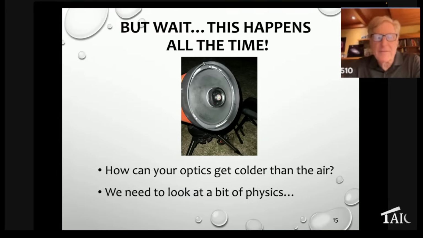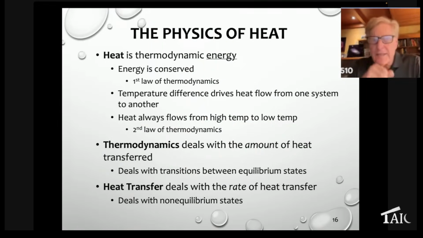You end up with your optics getting colder than the air. And so to understand how that happens, we need to look at just a little bit of physics. And to do that, we need to understand the physics of heat. Heat is thermodynamic energy, and energy is conserved. That's the first law of thermodynamics. Temperature difference drives heat flow from one system to another, and heat always flows from a high temperature to a lower temperature. And that's the second law of thermodynamics.